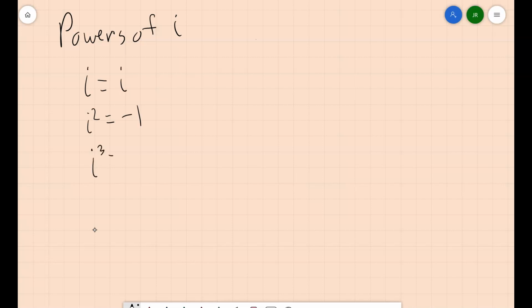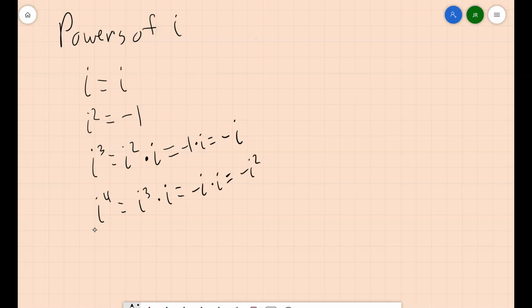i cubed is the same thing as i squared times i, right? And so we've already said i squared is negative 1, and so this just becomes negative 1 times i, which is negative i. i to the fourth is the same thing as i to the third times i. Well, we've already established that i to the third is negative i. So now it's negative i times i, which is negative i squared. And we've already said that i squared is negative 1, so this is negative negative 1, which is 1.